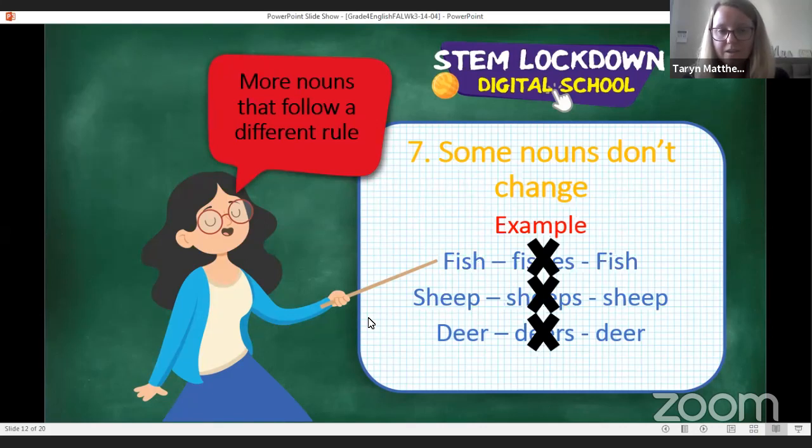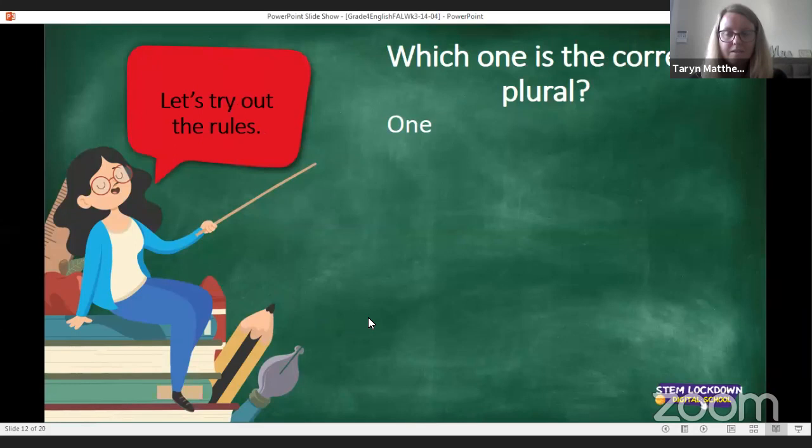Okay, can we do some examples now? What I want you to do now is I'm going to give you a picture and then you're going to tell me which is the correct option, option A or option B. So we're going to test your spelling and the way we use the rules. Are you ready? So I've got one. What is that? Who can tell me what that picture is of?